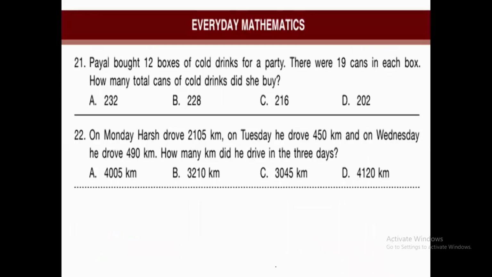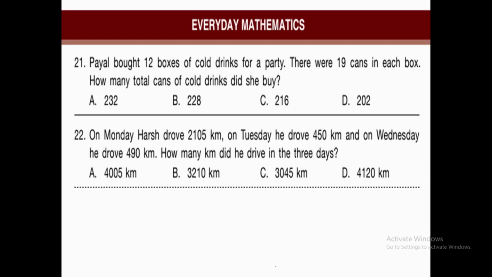Now we have our next section, which is everyday mathematics. Understood? So what we need to do here, again, is go through the questions and then we will give answers accordingly. Okay, so our question number 21 is: Payal bought 12 boxes of cold drinks for a party.